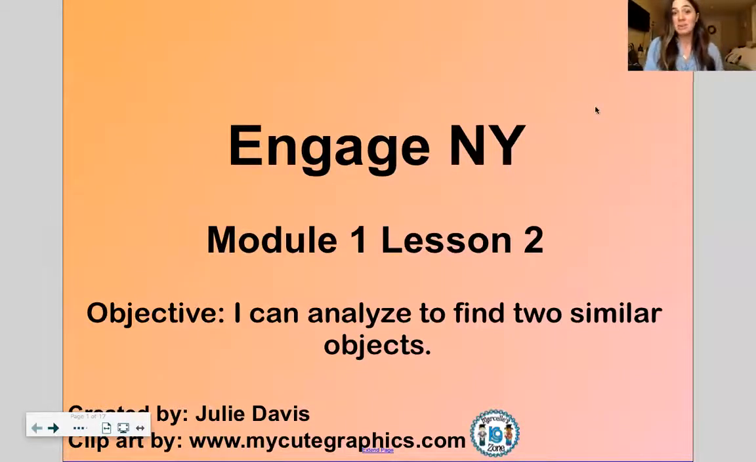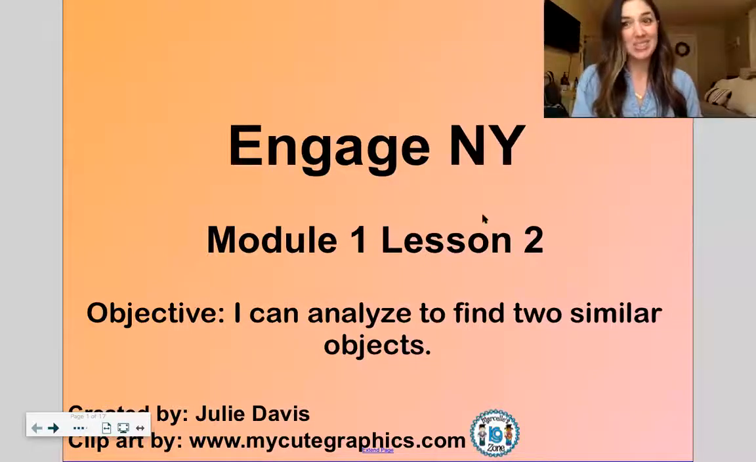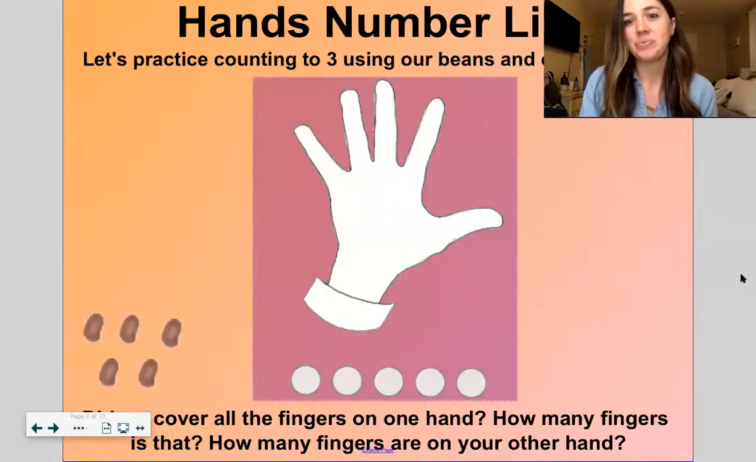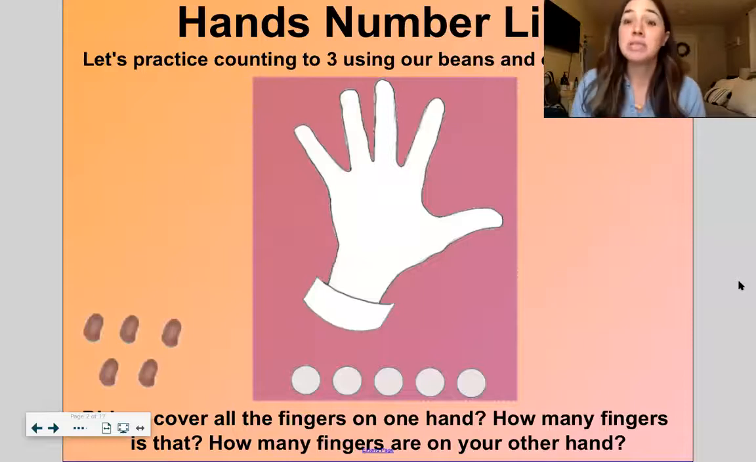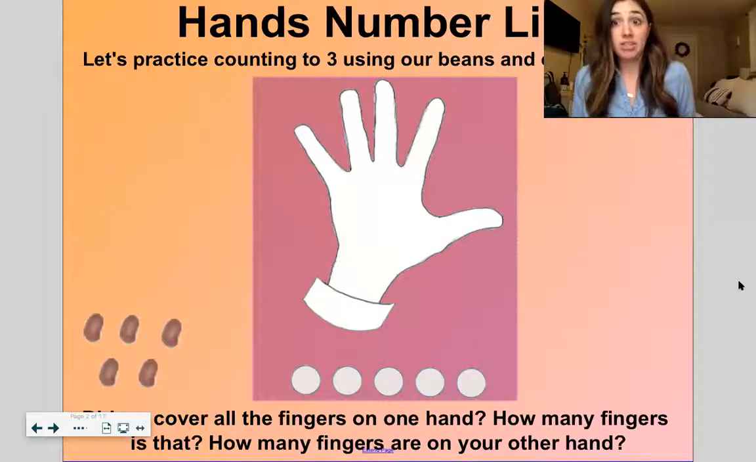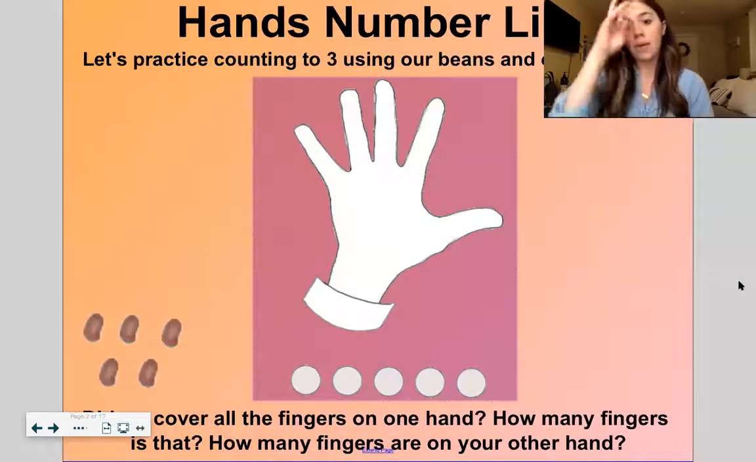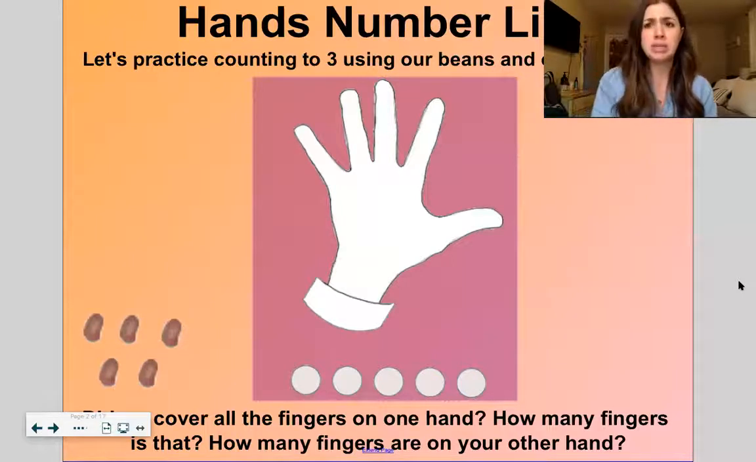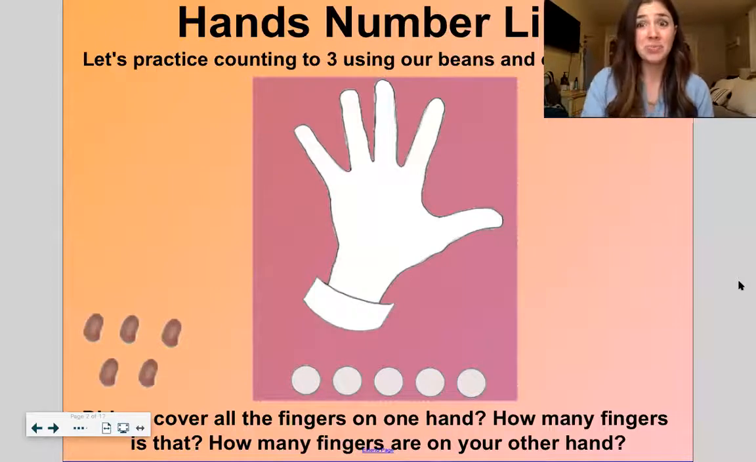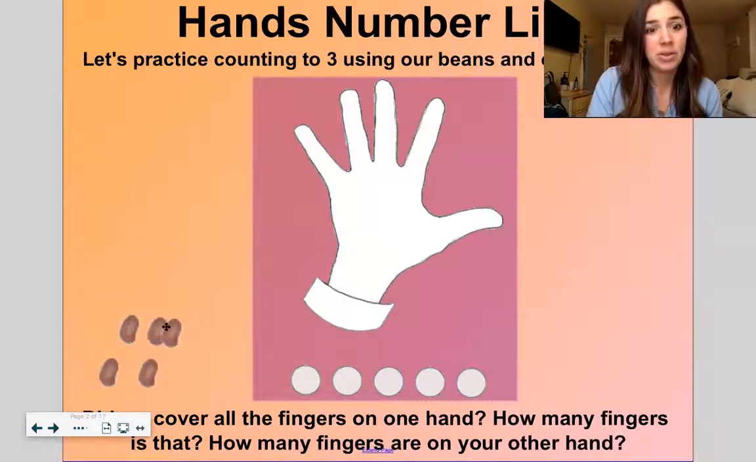So our goal today will be to analyze to find similar objects, and we're going to use a special sentence, which I'll tell you about later on in the concept development. Okay, here we go with our fluency. Let's practice counting to 3 using our beans here on the screen, or if you have something else, you can use that to count along with me too. Okay, first, help me count these beans, and I'm gonna put them on those circles right below the hand. Here we go, count them with me.